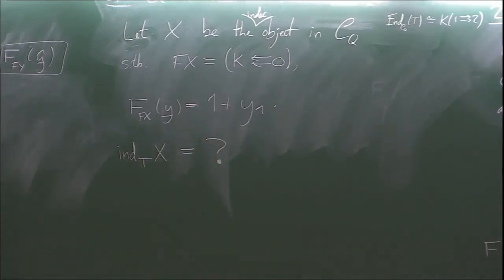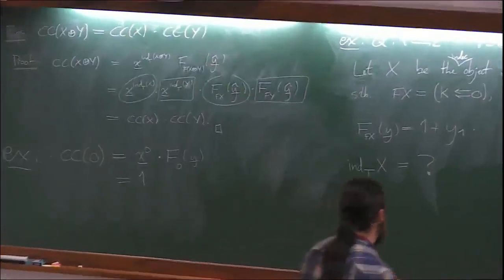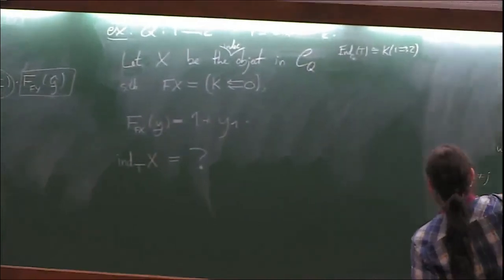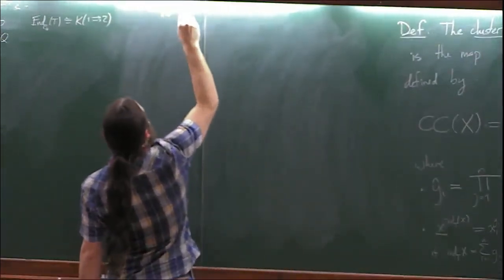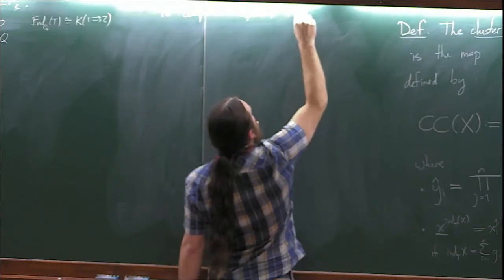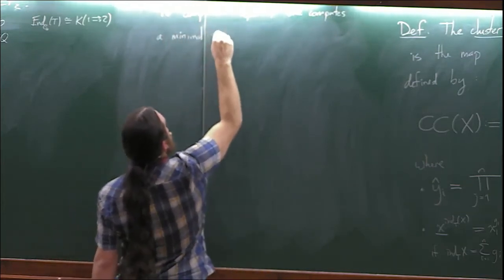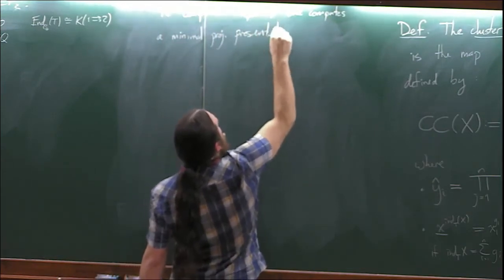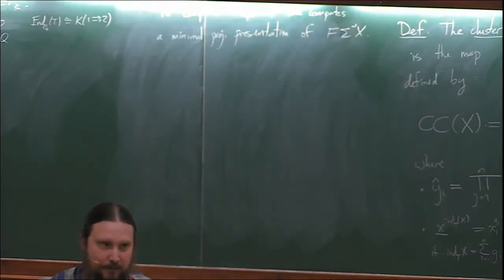Now, there are several ways to compute the index. In this case, we're so close to T that we could just give a triangle containing two terms and add T. But instead, I would like to illustrate one of my remarks from this morning in order to compute the index of X. One of the remarks was that to compute the index of X, it suffices to compute a minimal projective presentation of F of sigma minus 1 of X. That was one of my remarks of this morning.